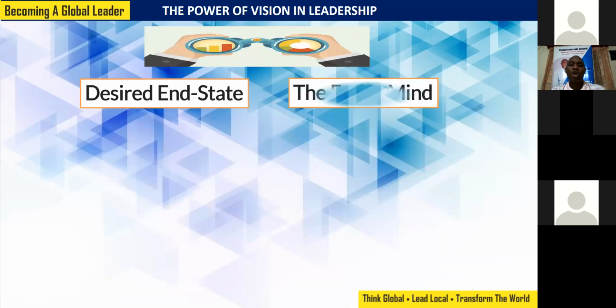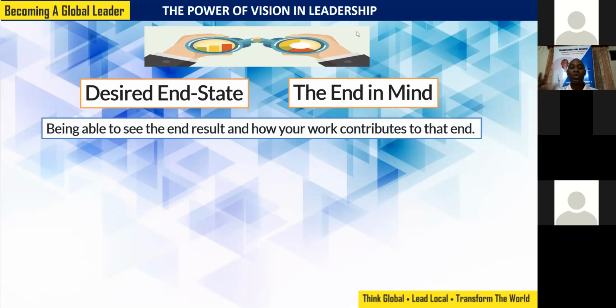Now, what is leadership? What is vision? What is vision in regard to leadership? I sampled a few answers, which we can just look at. One, it's the desired end state. The desired end state, the end in mind.